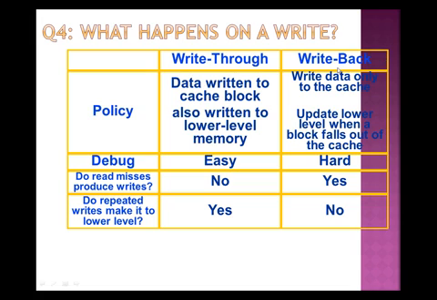That is your write through. Next is write back. This writes the data only to the cache, and updates the lower level when a block falls out of the cache. In write through, data is written to the lower level as well as the cache block, but in write back, data is only written to the cache memory, and the lowest level is updated at the end. Next, debugging: it is easy to debug write through and hard to debug write back.